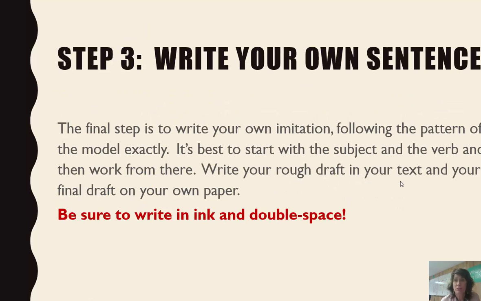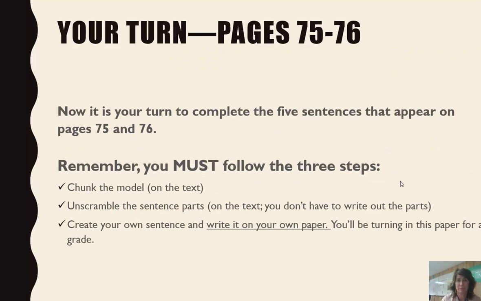Step 3 is to write your own sentence. Now, we're still looking there on page 75, and we have the student imitation. Now, when you do write your own imitation, you have to follow the pattern of the model exactly. It's best to start with the subject and the verb and then work from there. Now, write your rough draft in your text, on your final draft on your own paper. Don't forget, write in ink and double space.